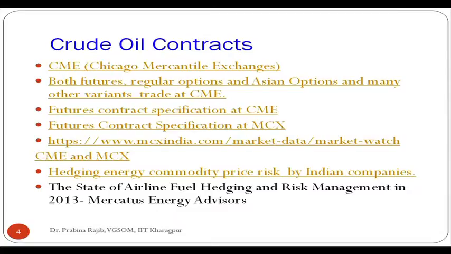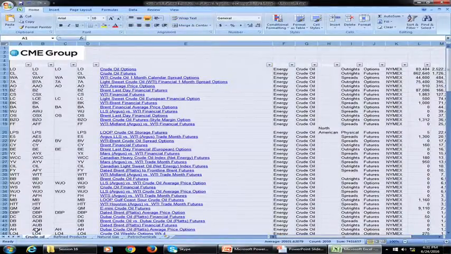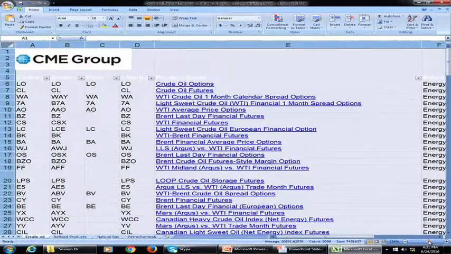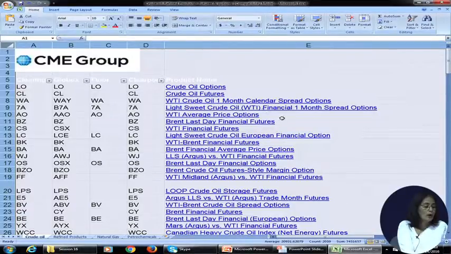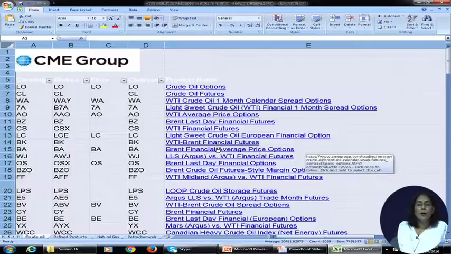So now let's start with this link, Chicago Mercantile Exchange. Under the energy products, you will be able to see hundreds of derivative contracts which are listed. I have just downloaded those. I hope you are able to see, and let me increase the font size. This link shows the available contracts. You have crude oil options, crude oil futures, WTI crude oil 1 month calendar spread option. It is mind boggling, the number and variety of contracts available for trading at the Chicago Mercantile Exchange.